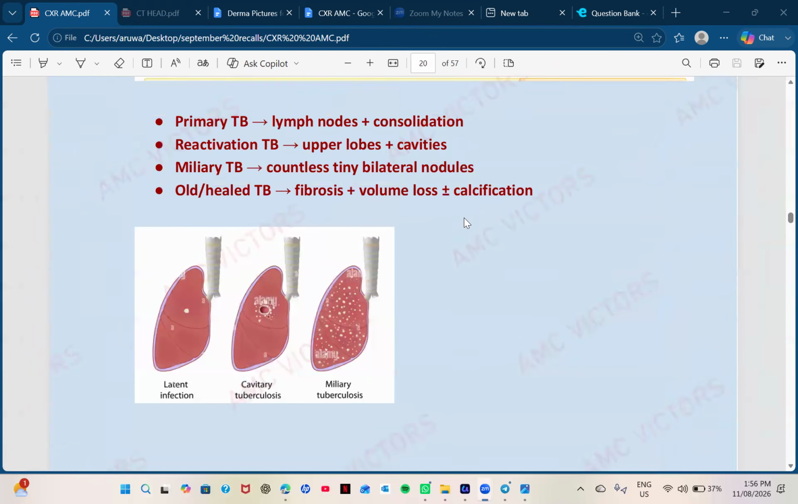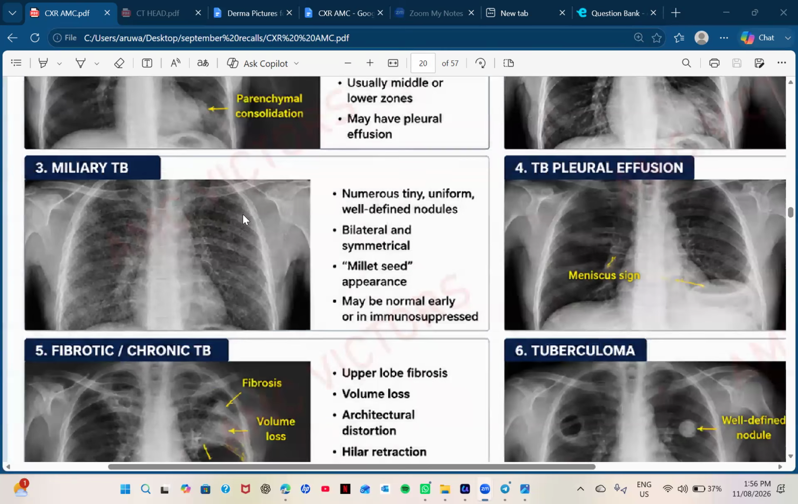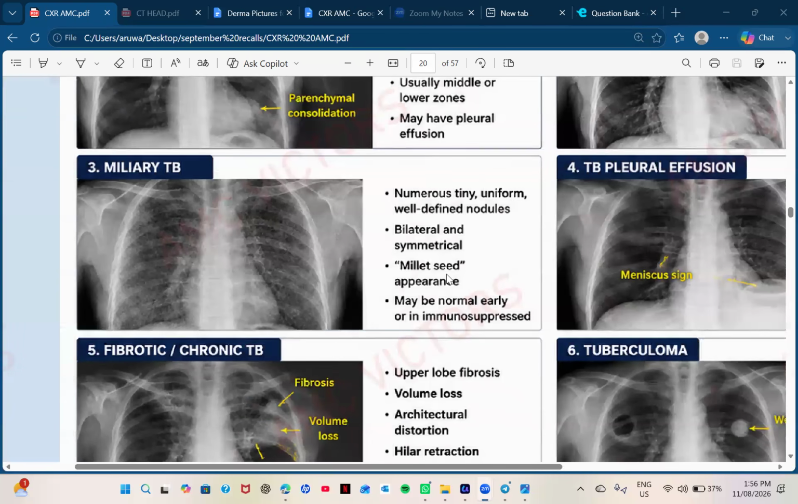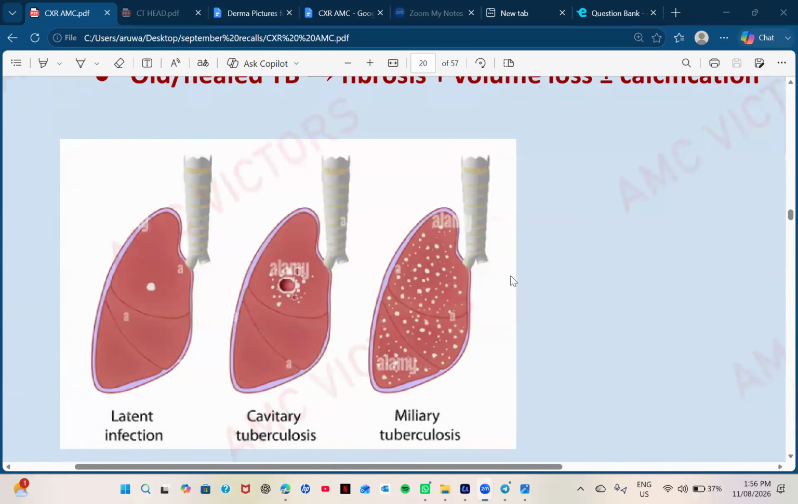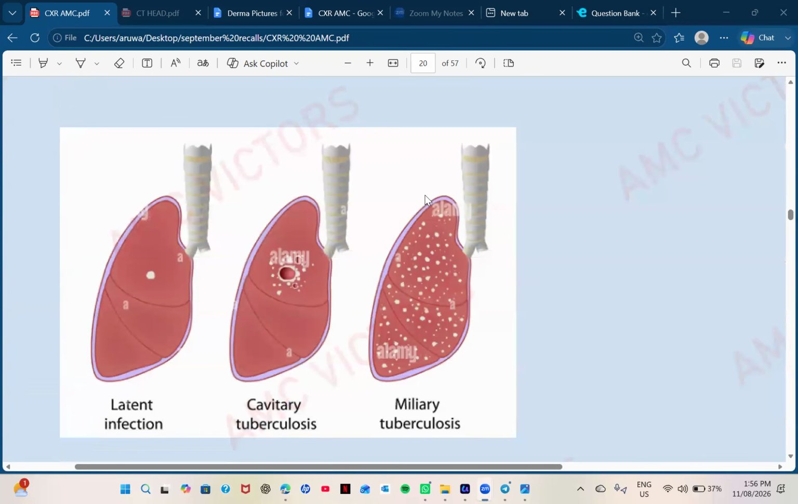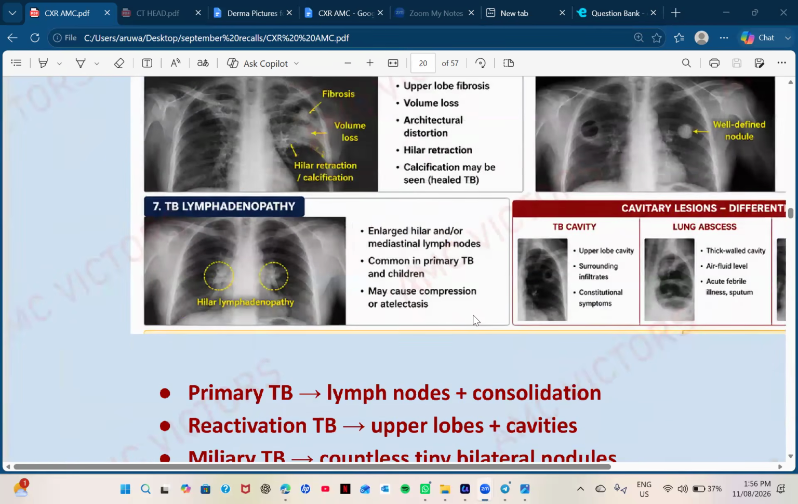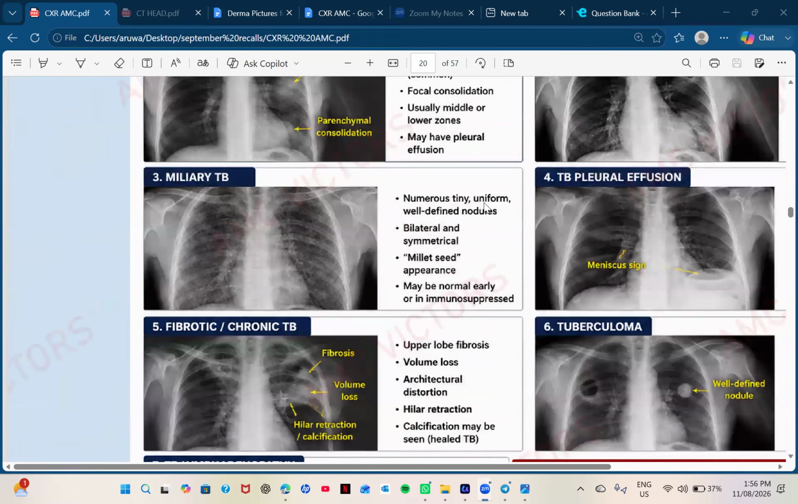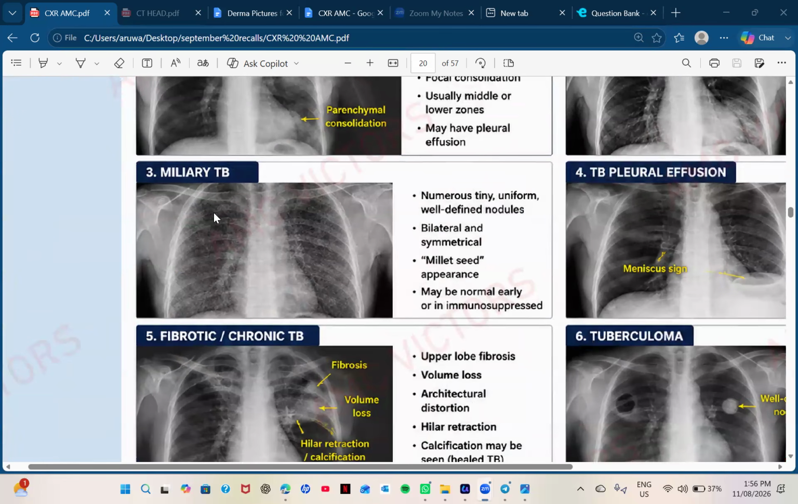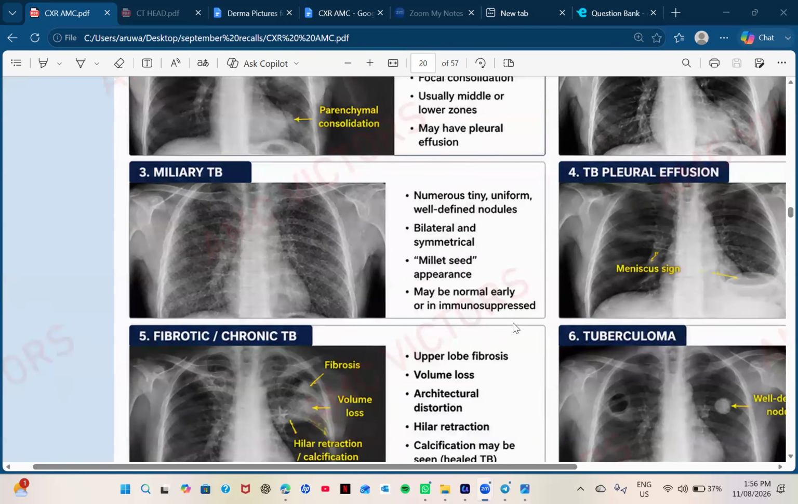Okay, how does miliary TB present? Miliary TB is very important. This is a very different presentation. Miliary TB is like disseminated lesions, you can see like this. Here there are numerous tiny, uniform, well-defined nodules, like dots, like a millet seed. Not very clear, but you can see this kind of image in miliary TB. Millet seed appearance may be normal early on or in the immunosuppressed, right?